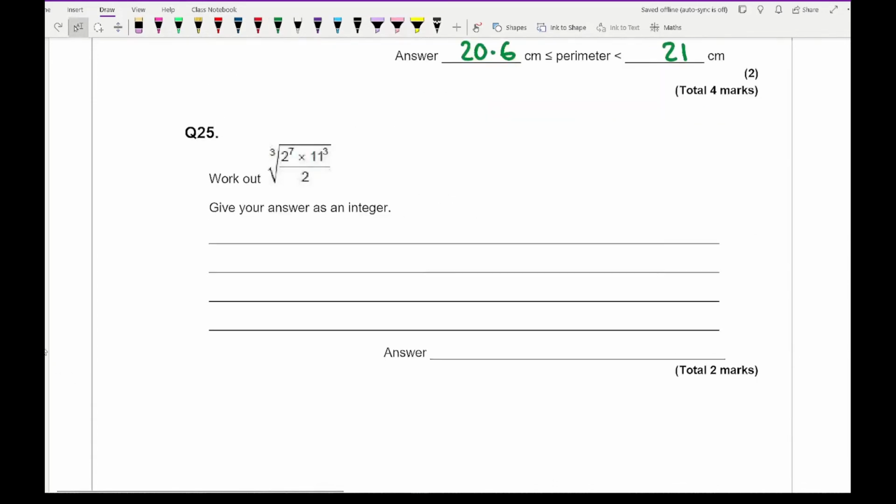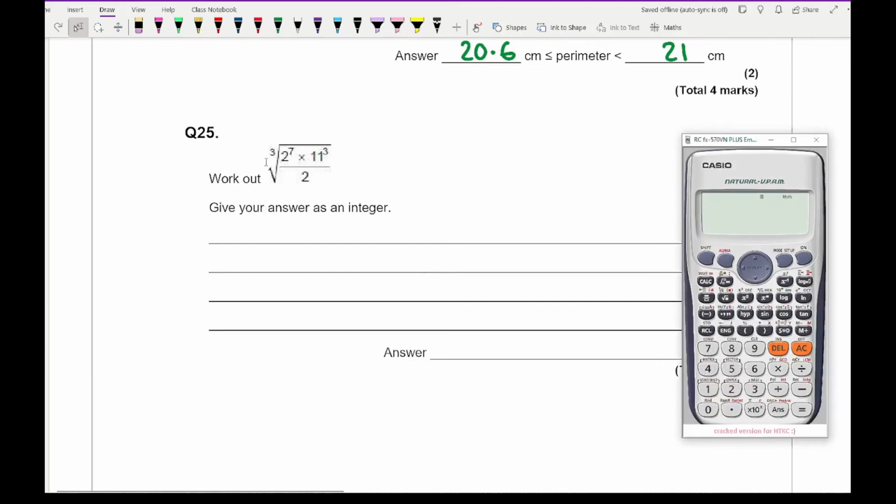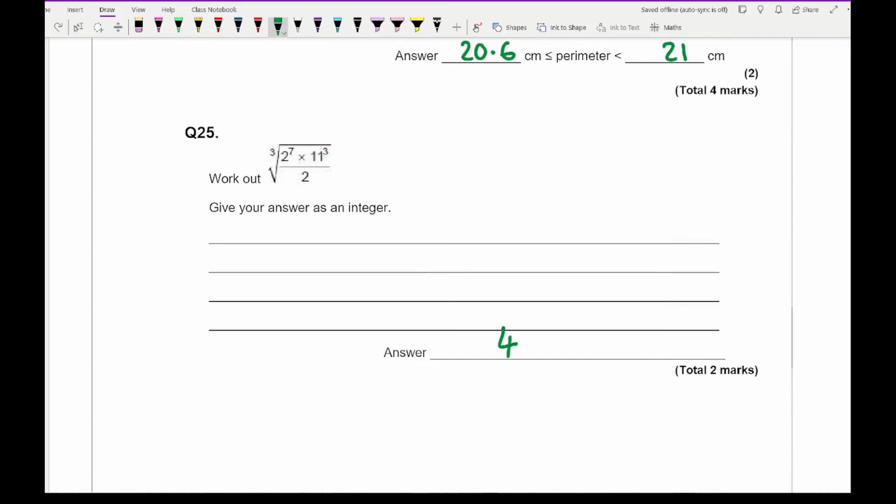Then moving on to question 25, it says work out the cube root of all of these numbers. Now for this, with it being on a calculator paper, you can just simply type it in. Just make sure that when you are typing this into your calculator, you are copying it exactly. So here I've got to do the cube root. So if I press shift, that's when the cube root comes up and I set up my fraction. I then put 2 to the power of 7, multiplied by 11 cubed. And then scroll down to 2, press equals, and it comes up with an answer of 44.